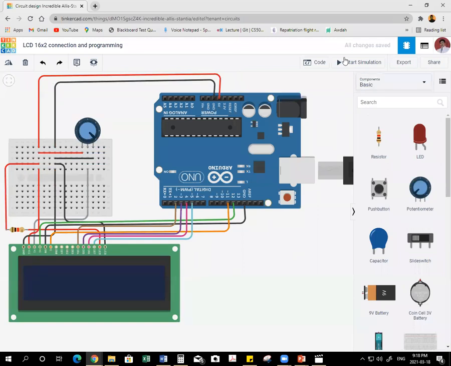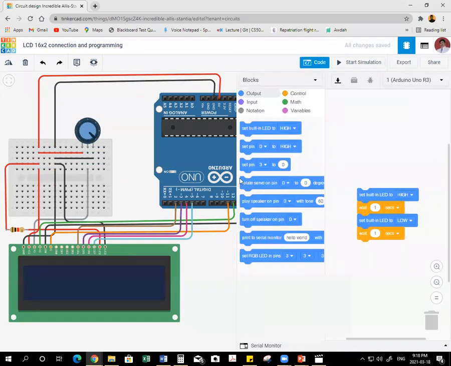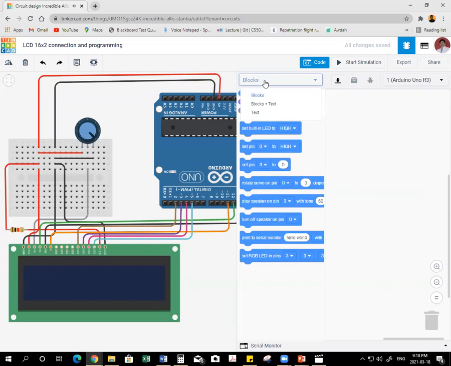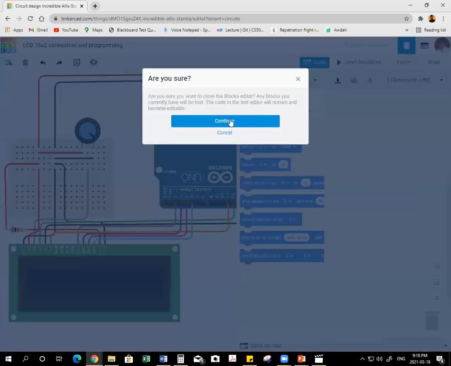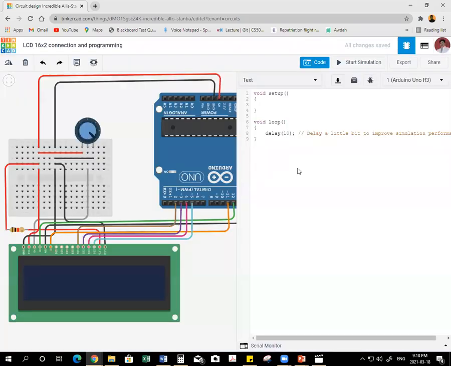Okay, now coming to the code. I'll remove this, but here the problem is LCD doesn't have a block. That's a drawback I will tell. Now we'll go for the code, just to take the text. Now I have to type something one by one. I will type here. So there is a library for LCD.